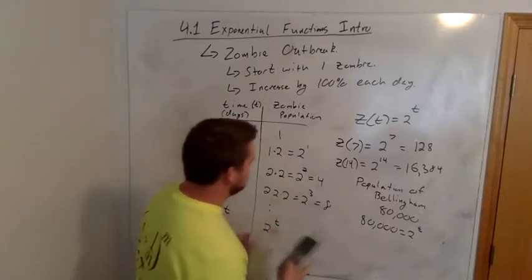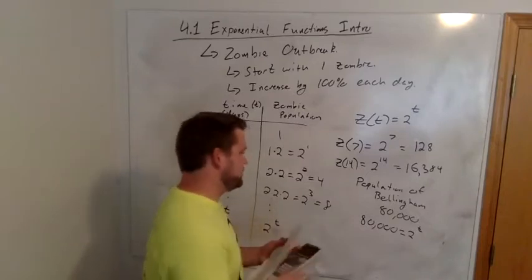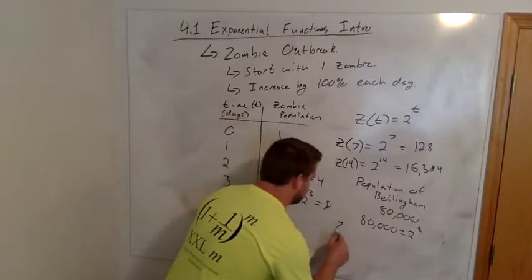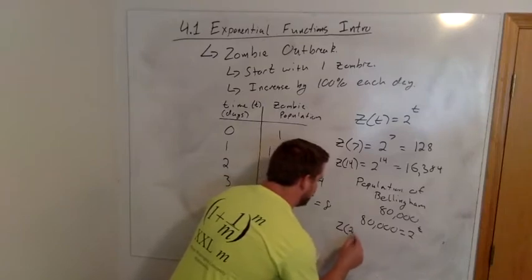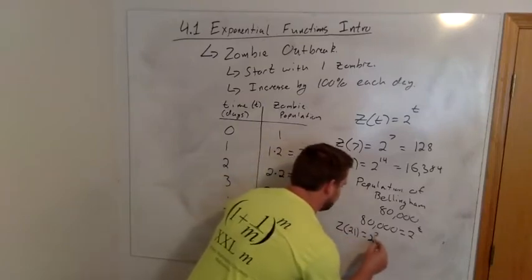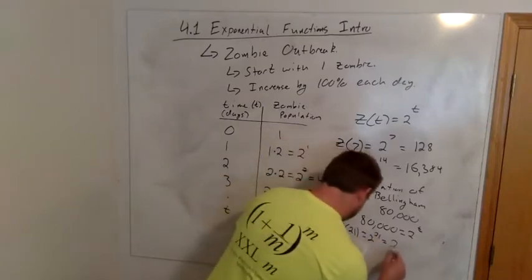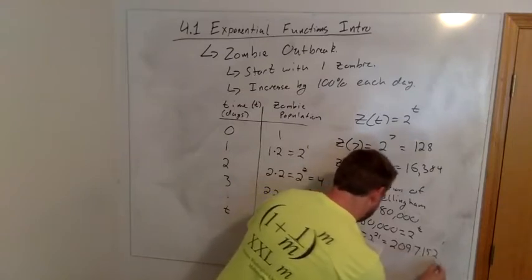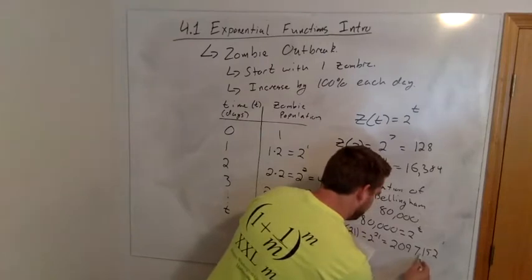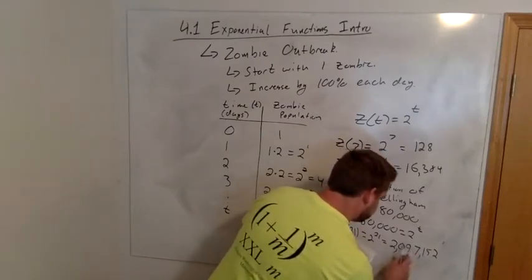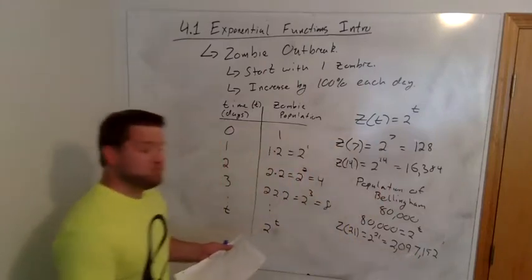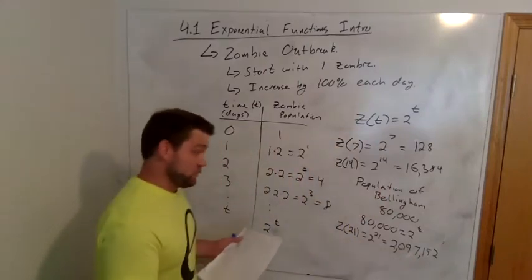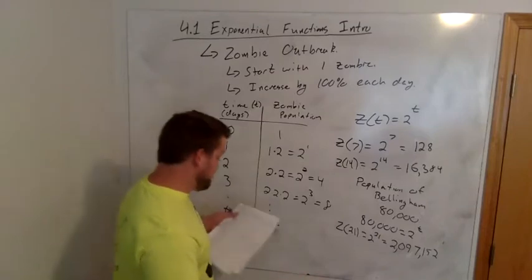Oh man, that's no good news. We won't even have 3 weeks. After 21 days, 2 to the 21st power is 2,097,152. Oh my goodness. After 3 weeks, it already looks like there's 2 million zombies. Ugh. So we're not even going to make it 3 weeks.